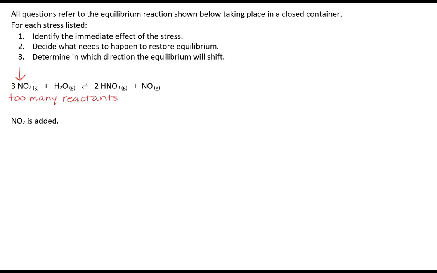In order to restore equilibrium, which has now been disrupted, the equilibrium needs to shift away from the reactant side and toward the product side. In other words, we need to form more products. So if we have too many reactants, the change that's needed is we need to form more products. And if we need to form more products, then the shift is going to be towards the product side, and it will shift to the right.